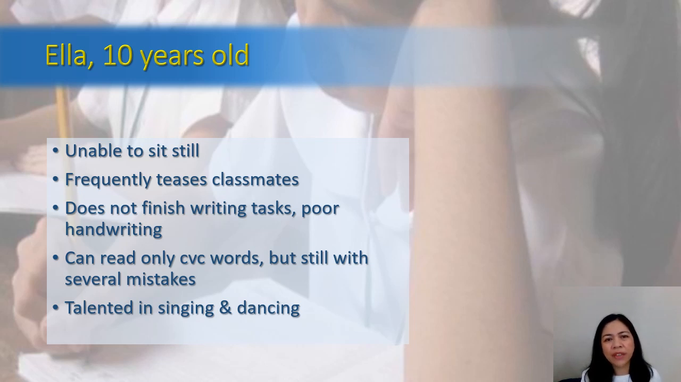So here we have another child who's still restless, much like Gino earlier. But what's different about Ella's case is that we know that she already has learning difficulties because she can read only three-letter words with mistakes, and she can't finish her writing tasks.